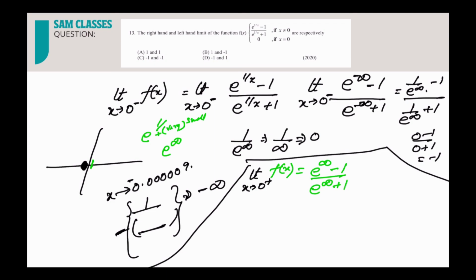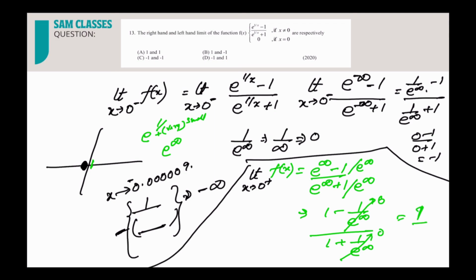Here in this case, we'll divide numerator and denominator by e power infinity. So what will you get? (1 minus 1/e^infinity)/(1 plus 1/e^infinity). Now e power infinity again, same thing, 0 and 0. So we'll get 1. So the left hand limit we are getting is minus 1, and the right hand limit is plus 1. Right hand is plus 1, left hand is minus 1. So what will be the answer? Right hand limit plus 1, left hand limit minus 1. Done.